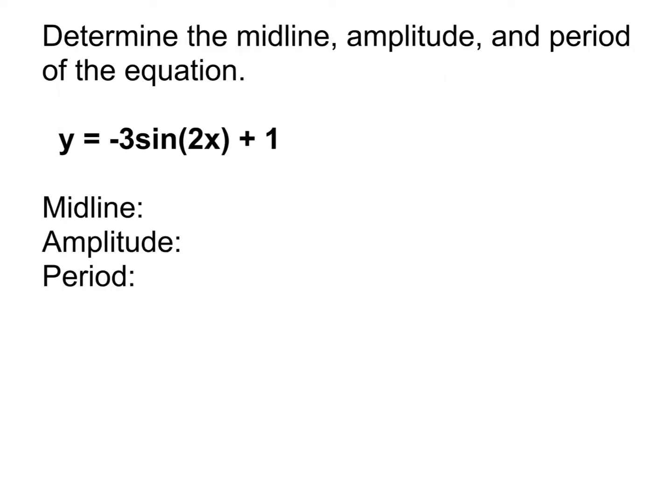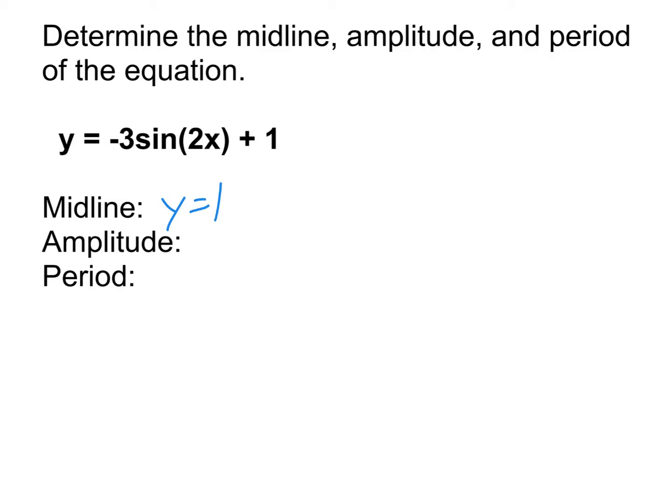All right. Now, let's see what happens when the equations start getting a little bit more complicated. So here we have -3 times sine of 2x plus 1. First up, we need to figure out where the midline, amplitude, and period are. So the midline, remember, is whatever number is added or subtracted onto the end. In this case, that is 1. So our midline is y equals 1.